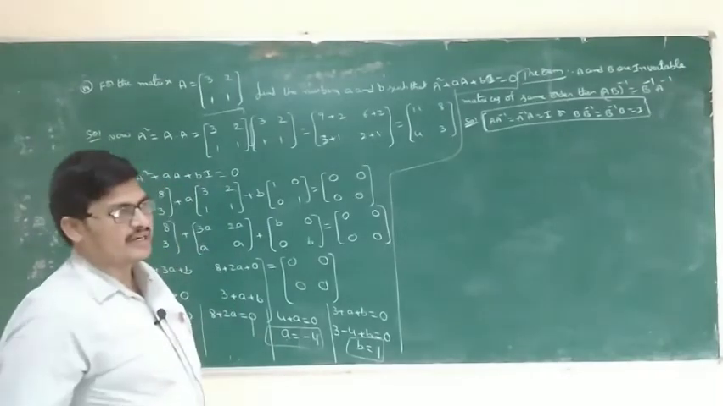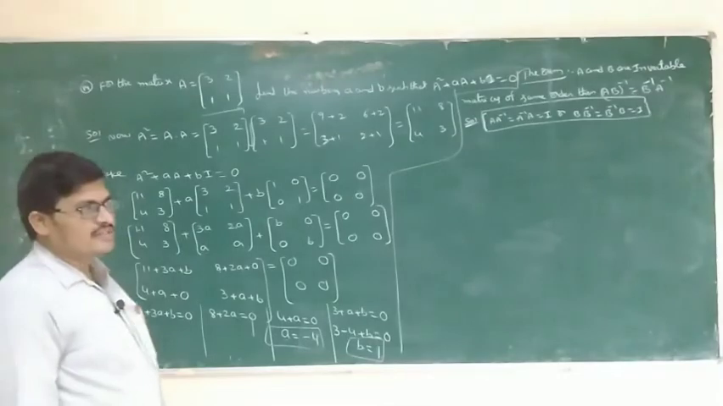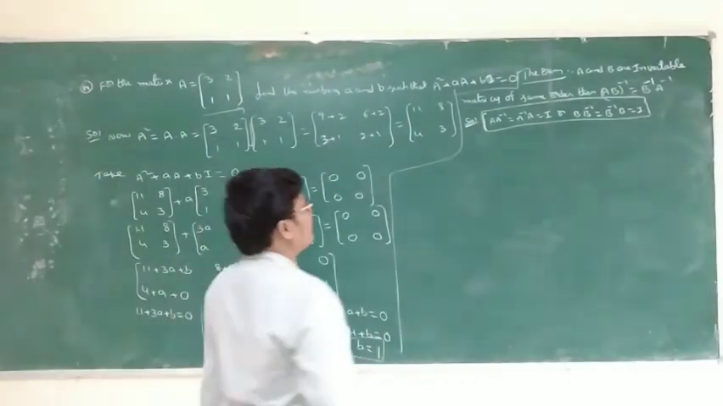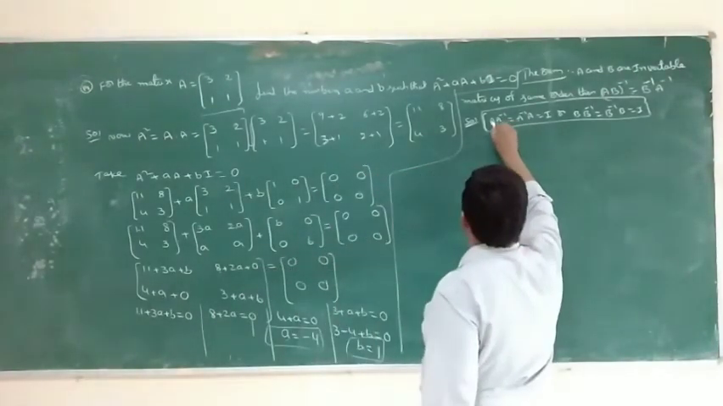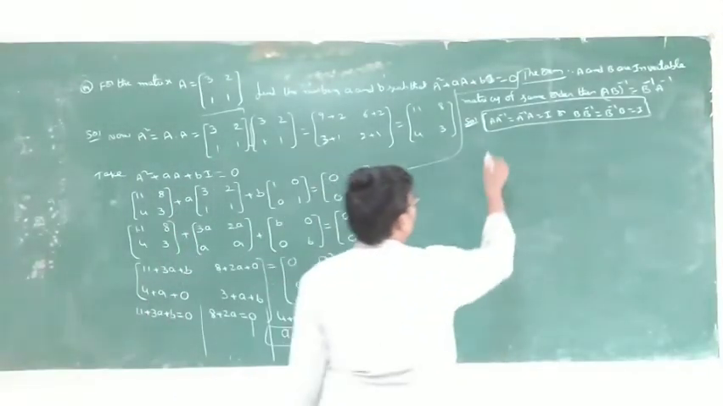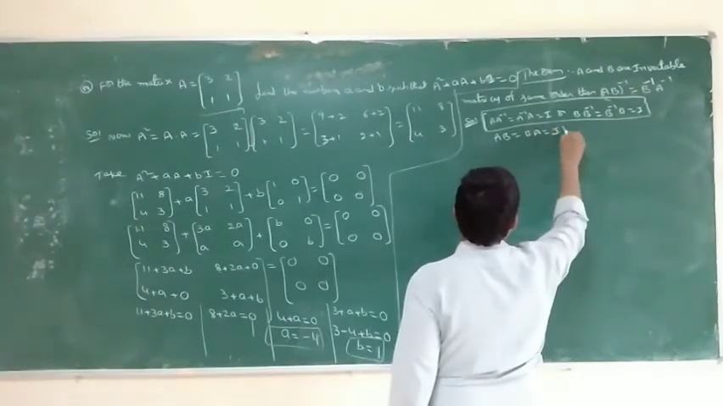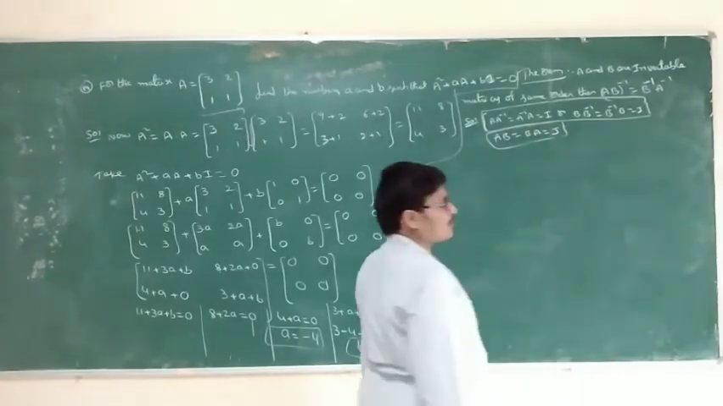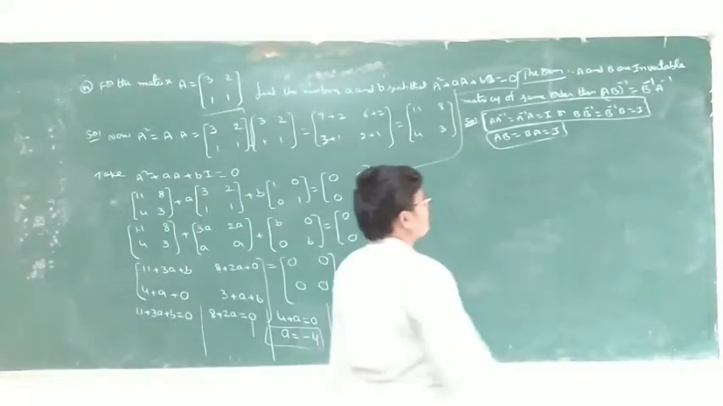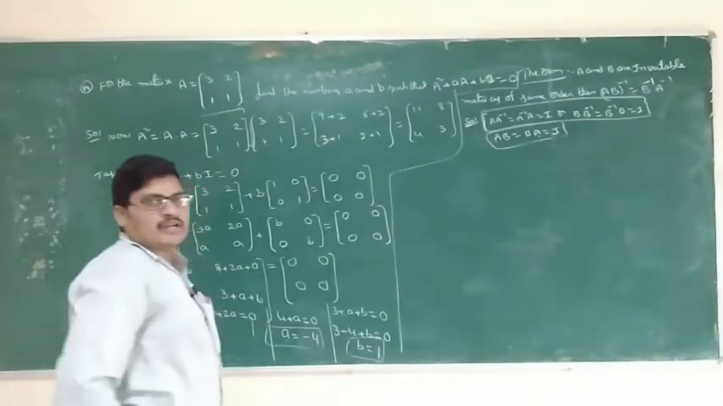AB is an invertible matrix. AB is invertible means what? AB into the inverse of AB is equal to I. So A inverse is the inverse of A. Or AB is equal to BA is equal to I. This is also the invertible matrix definition. So A into B is equal to B into A is equal to I, so B is the inverse of A or A is the inverse of B. Okay, this one.